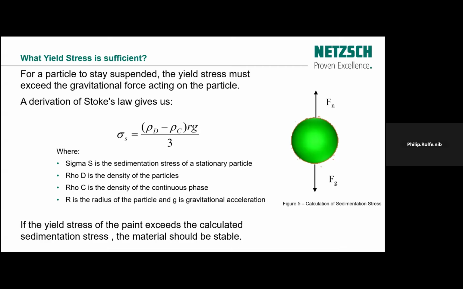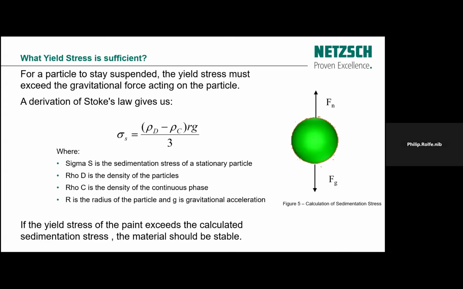Let's say that P is pushing down with 1 Pascal of force. If you have a yield stress of 2 pascals in the continuous phase, then the P will never settle. It will just stay suspended by the gel, right? So we can actually calculate the sedimentation force on any particles. And usually in a suspension, you take the largest ones, right? Because they're most likely to sediment.